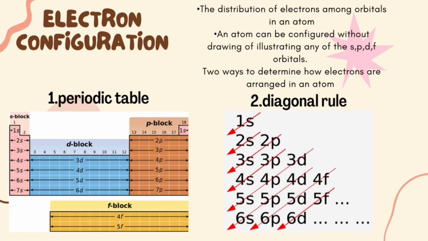Electron configuration. The electron configuration is the distribution of electrons of an atom or molecule or other physical structure in atomic or molecular orbitals. There are two ways to determine how the electrons are arranged in an atom. First, from the periodic table, and second, by looking at the diagonal rule.